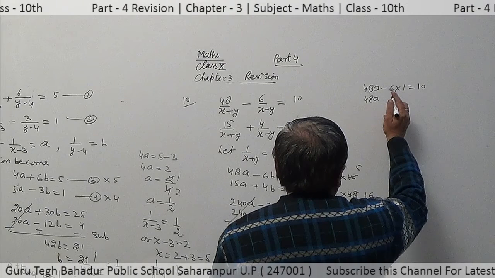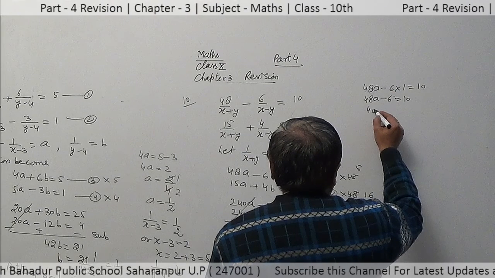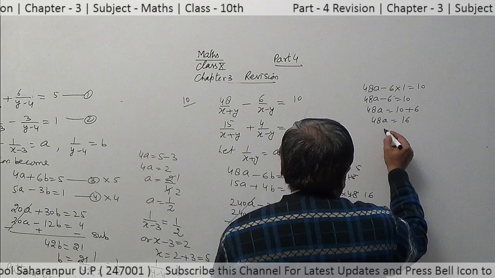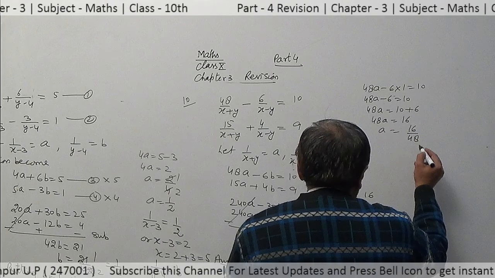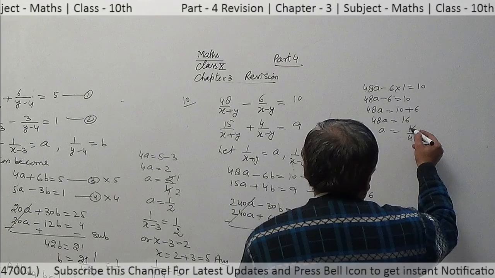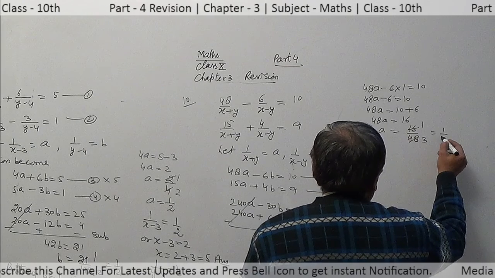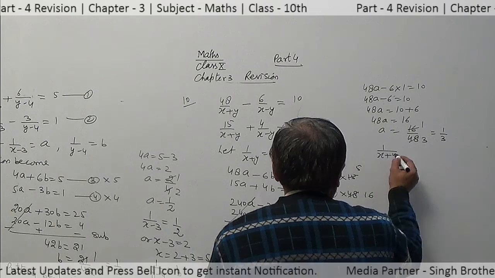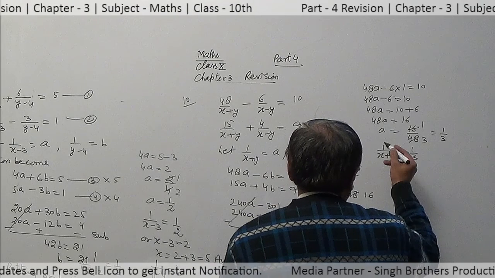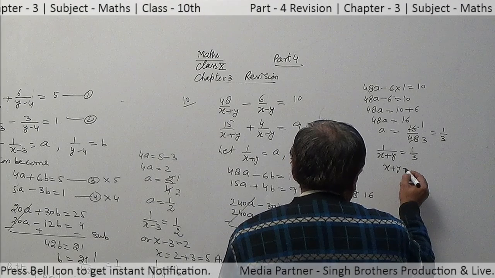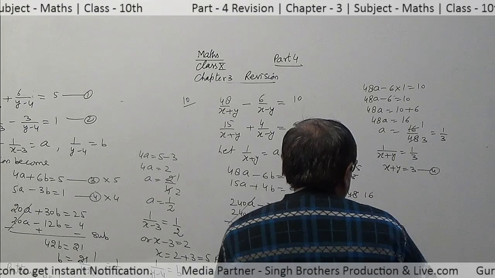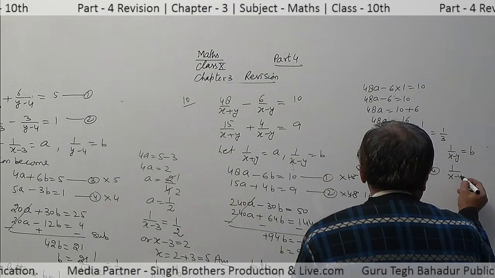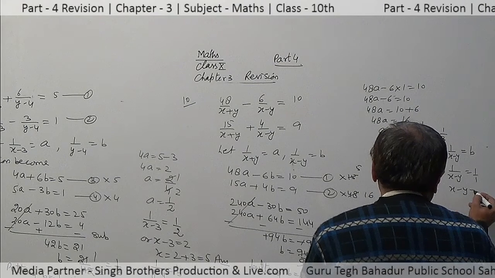48a minus 6 is equal to 10, 48a is equal to 10 plus 6, that is equal to 16, a is equal to 16 upon 48, which is 1 upon 3. a is 1 upon x plus y, so x plus y is equal to 3. 1 upon x minus y is equal to b is equal to 1, so x minus y is equal to 1.